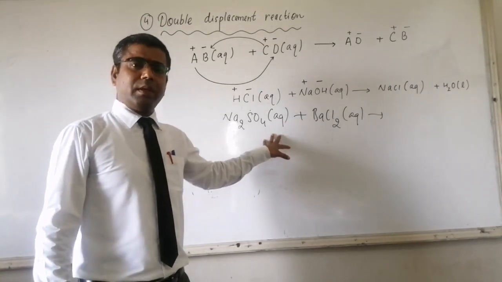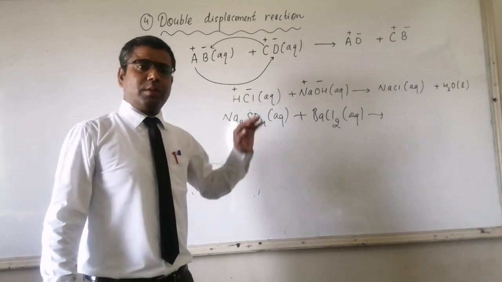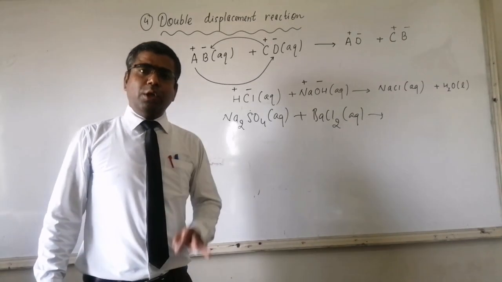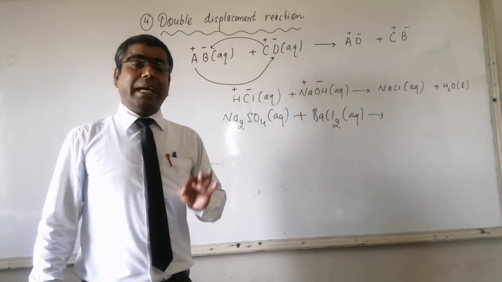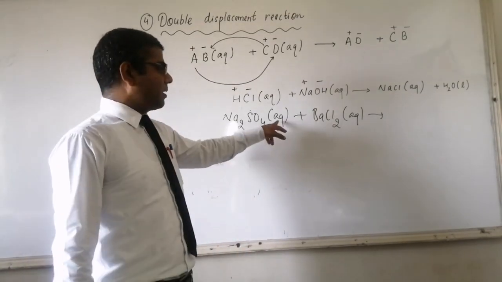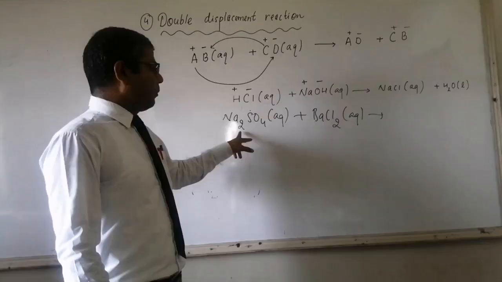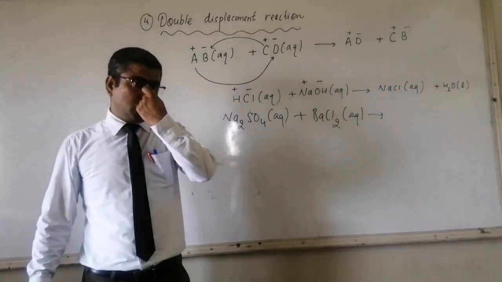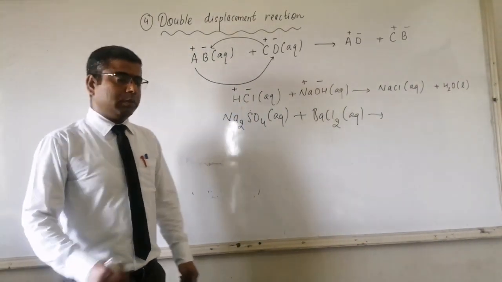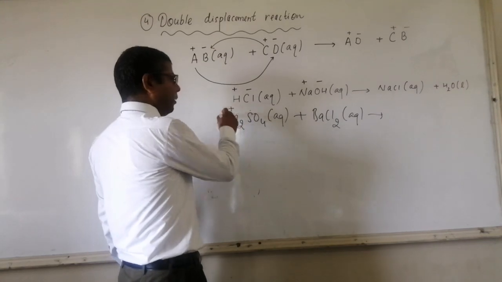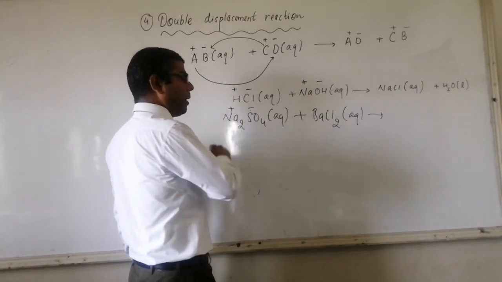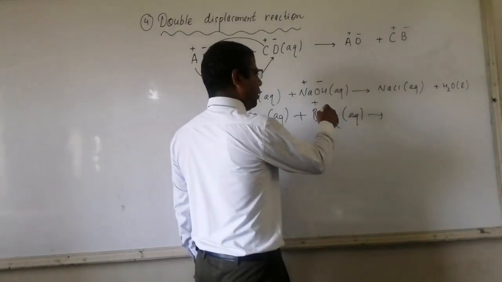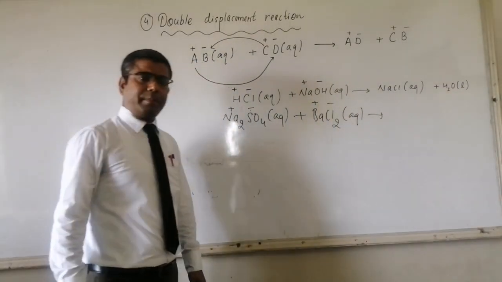AQ stands for aqueous solution. Aqueous solution means solvent is your water. When a solute is added to water, then we get aqueous solution, represented by AQ. So sodium sulfate is soluble in water. Barium chloride is also soluble in water. Now sodium is the positive ion, sulfate is your negative anion part here. Barium is your positive part, Cl is your negative part.